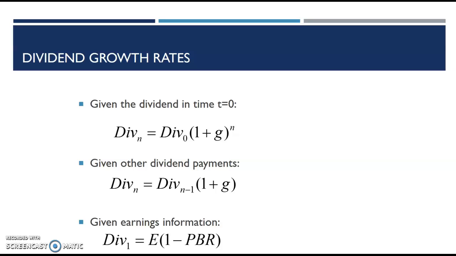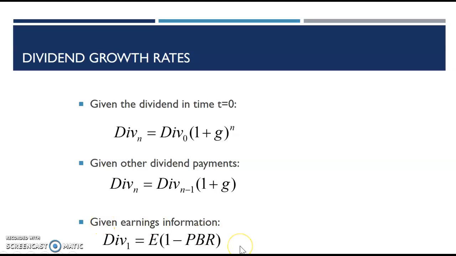So you would take dividend zero, multiply it times 1 plus that growth rate, and that would give you dividend 1. So in this equation, n would be 1. So div1 would be equal to div0 times 1 plus g. That's pretty much all you need to know. You don't really need to worry about calculating any other dividends in future years.